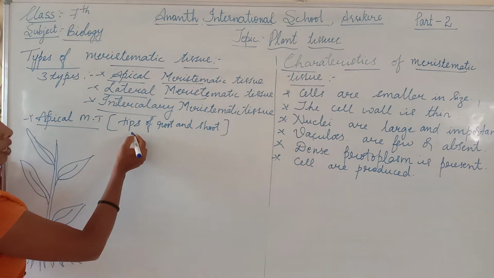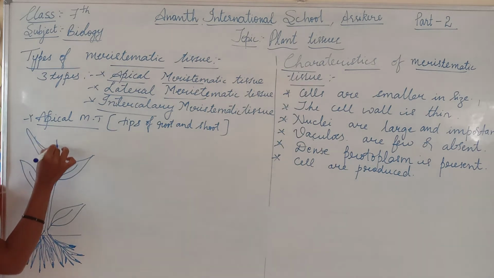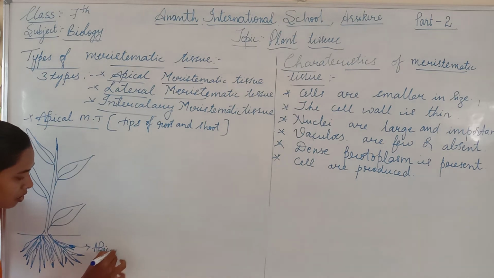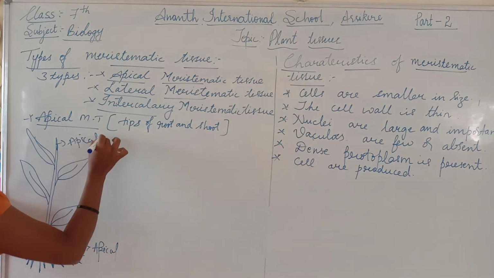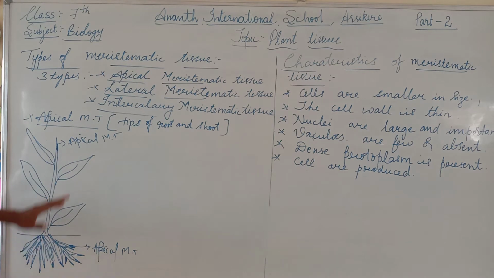Where are they present? They are present in the tips of the root and the shoot. In the root, they are present at this tip of the roots, and in the tip of the shoot, nothing but in the stem. So at the tip of the root and the stem, the apical meristematic tissue is present.